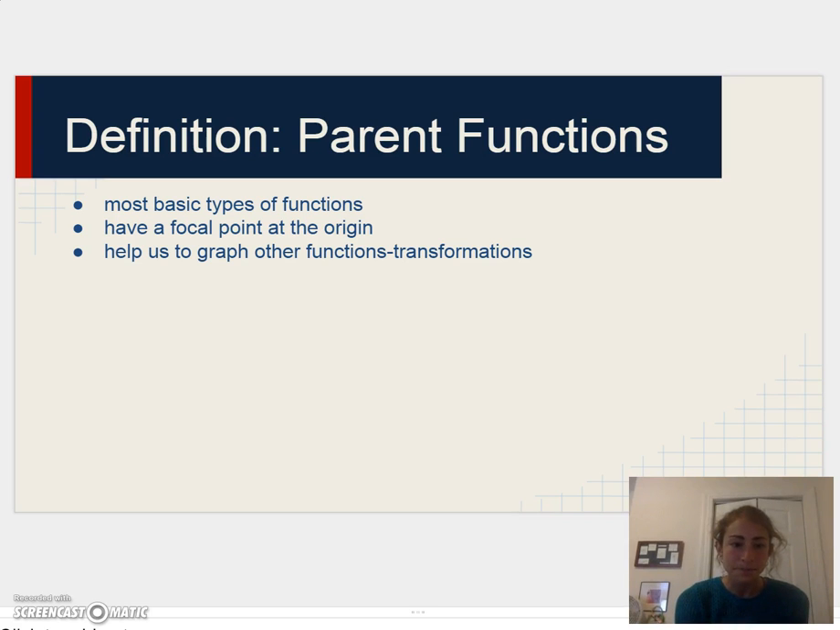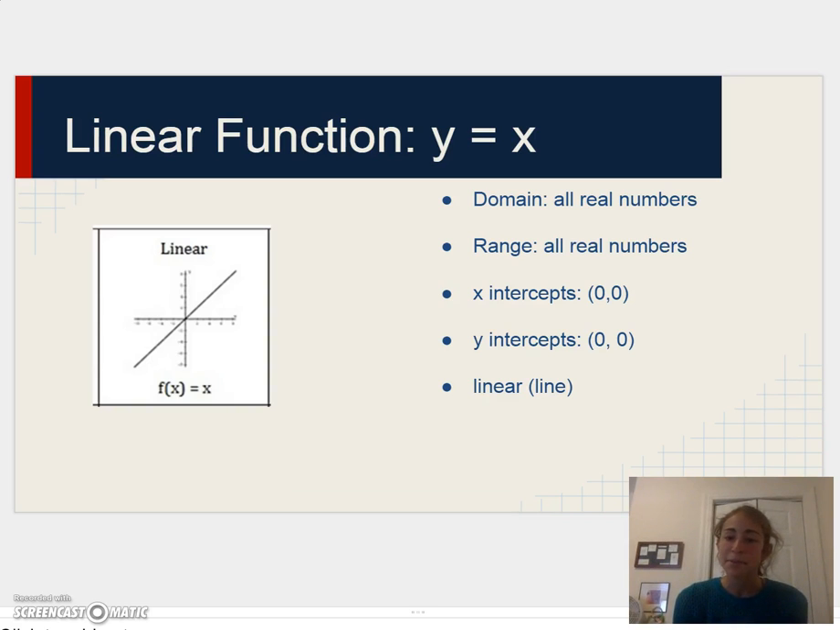So let's get started. The first type of parent function that we'll study is probably the easiest since you're already familiar with it, and it's a linear function. The equation of the parent function is y = x. So this is just a really easy version of a line. It's a line where the slope is 1, and b, the y-intercept, is 0.